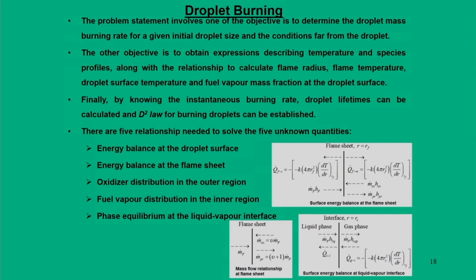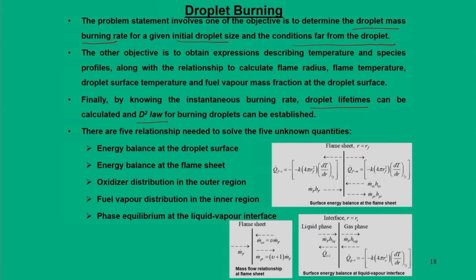Ultimately, by considering all these aspects, we need to study two things. First, we need to determine what we call the droplet burning rate for a given droplet size and conditions far from the droplet. We also need to calculate the lifetime of the droplet. So, for that, the droplet lifetime needs to be calculated and the D square law has to be found out. This is the very basic concept that we need to do.